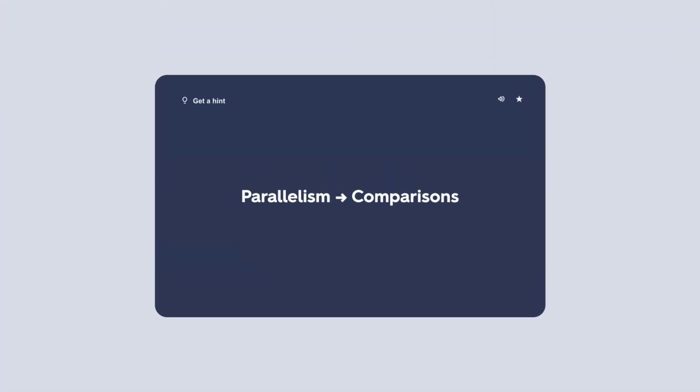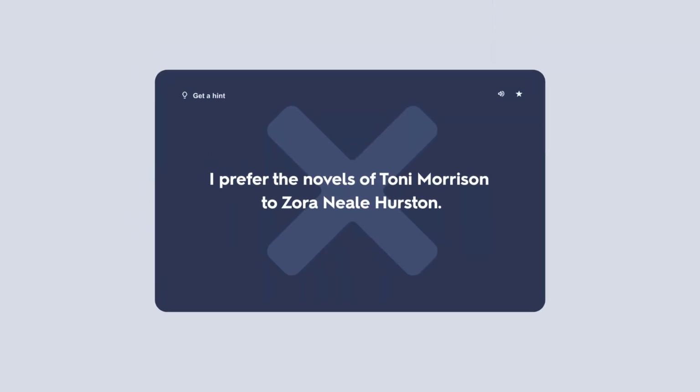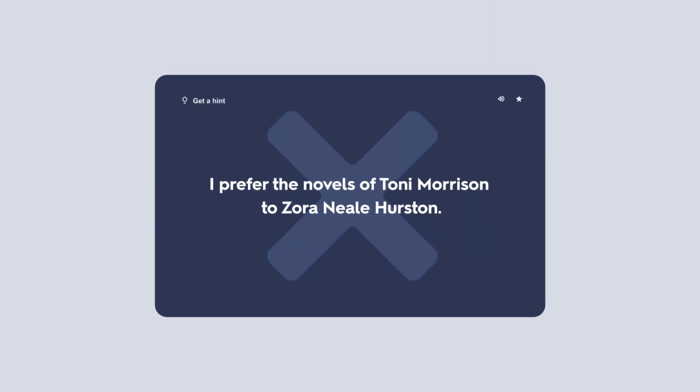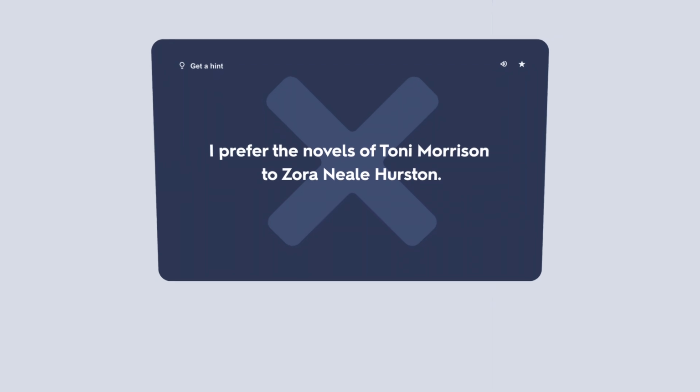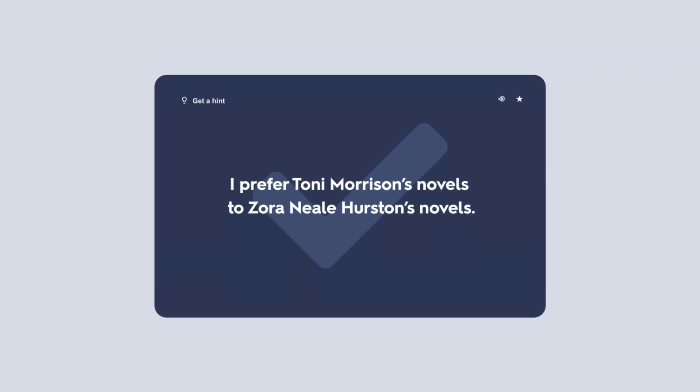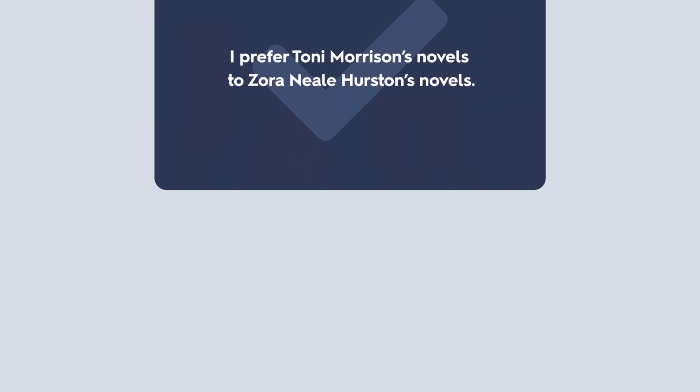Parallelism also matters in comparisons. Instead of comparing novels to an author, compare novels to novels. For example, instead of saying, "I prefer the novels of Toni Morrison to Zora Neale Hurston," say, "I prefer Toni Morrison's novels to Zora Neale Hurston's novels." Now the comparison is clear.